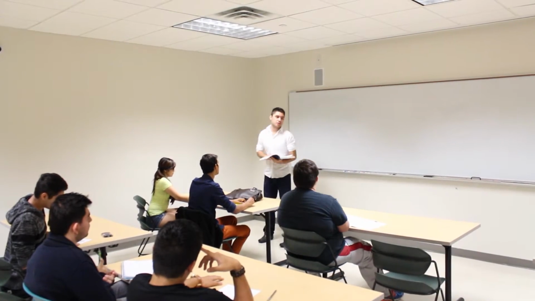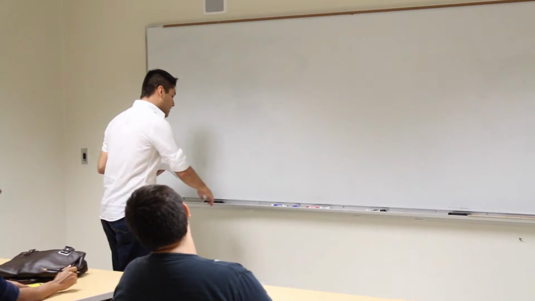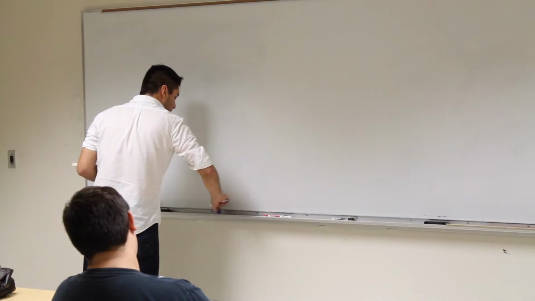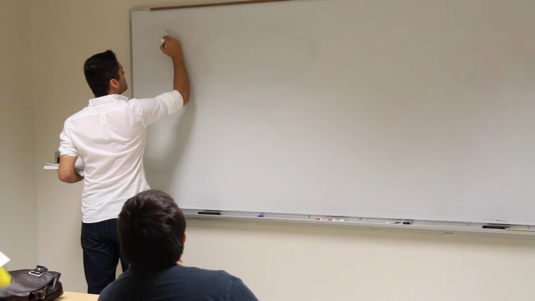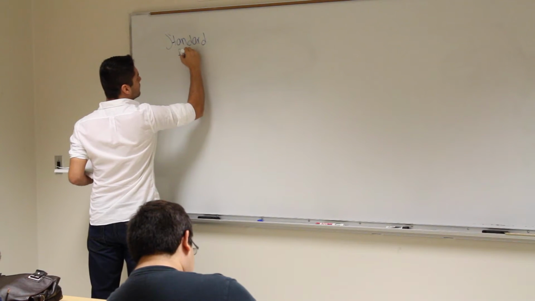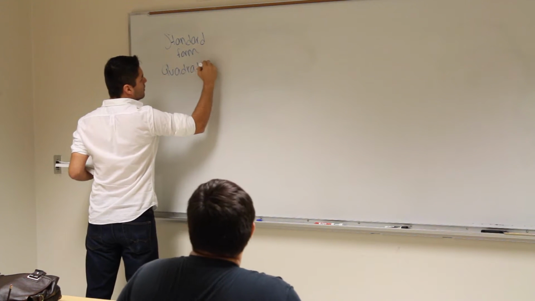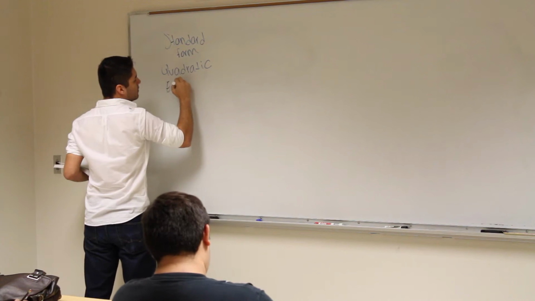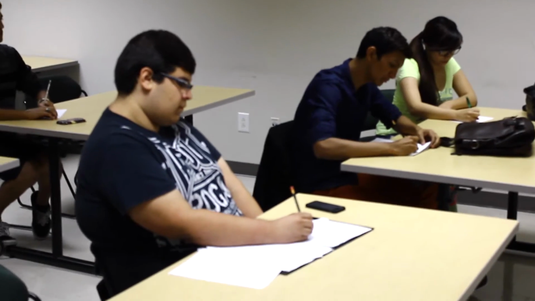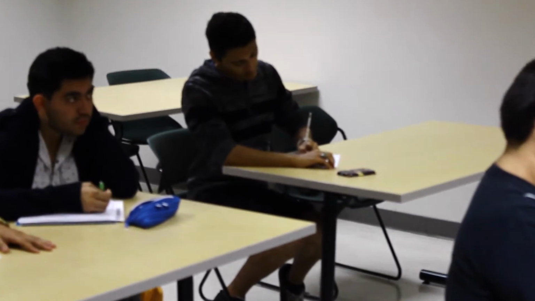Alright guys, so what we're going to see today is the quadratic formula. If you recall from last week, we went over the standard form. Let's write that down. The standard form for the quadratic equation is ax squared plus bx plus c equals 0.